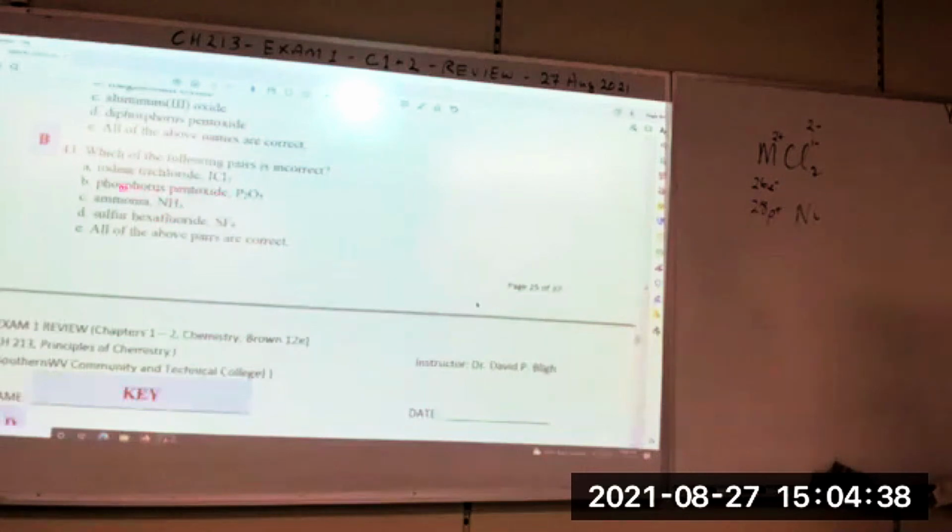Phosphorus pentoxide, that's wrong. It's the right type of naming because phosphorus and oxygen are both nonmetals, but you need 2 phosphorus, diphosphorus pentoxide. This is ammonia. It's one of those compounds that has a special name. We wouldn't say nitrogen trihydride here. It's just ammonia. Sulfur hexafluoride, yeah, that's true. So this is the wrong one right here.